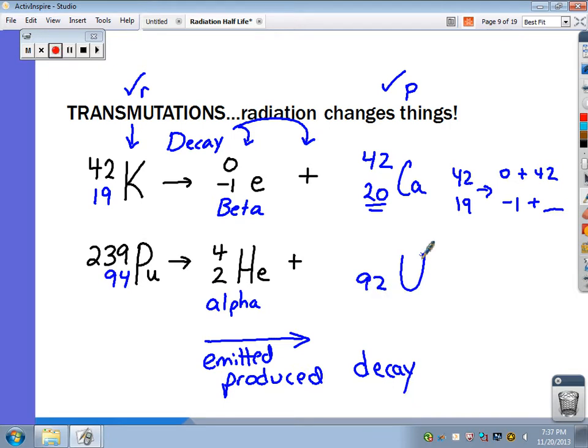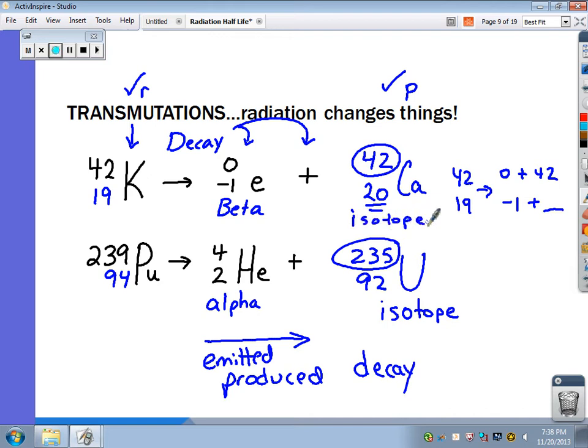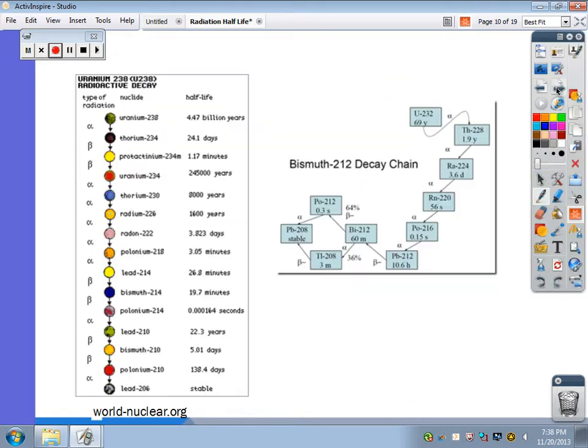If I look at my top numbers, 4 plus what gives me 239? That's 235. If I look in uranium's box, this mass number does not match what's in the box, so it's called an isotope. If I look in calcium's box, this number doesn't match what's in the box, so this is also an isotope. So this is how isotopes are made. So again, these are both transmutations. They're both decay. And now what we're going to take a peek at is actually what's going on behind the scenes in this reaction.